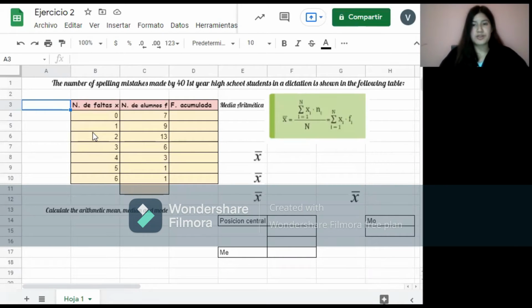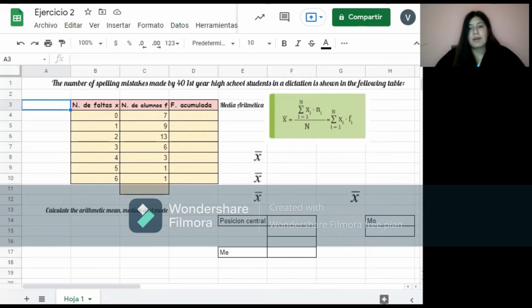Well, exercise number 2. The number of spelling mistakes committed by 40 students in the first year of high school is shown in the following table. Here is the number of mistakes, which is the class mark: 0, 1, 2, 3, 4, 5, and 6. Here is the number of students who committed the mistakes, which is the absolute frequency: 7, 9, 13, 6, 3, 1, and 1.